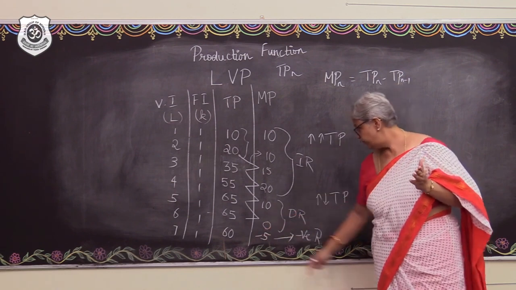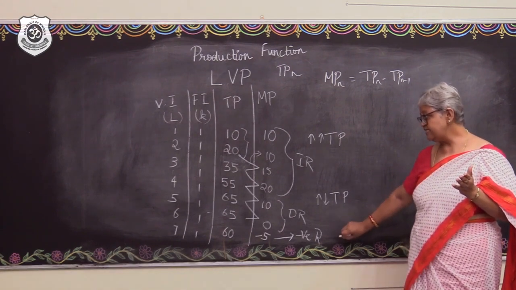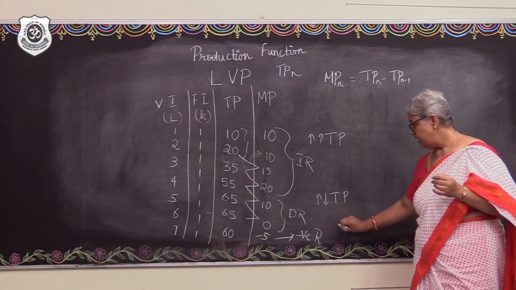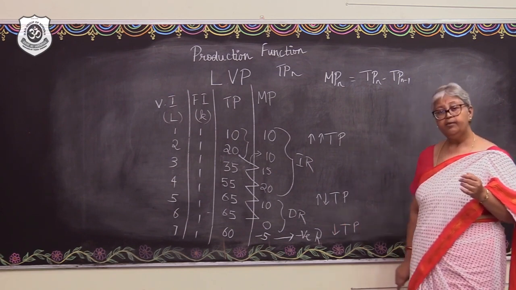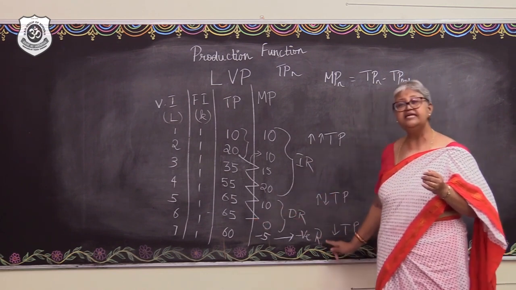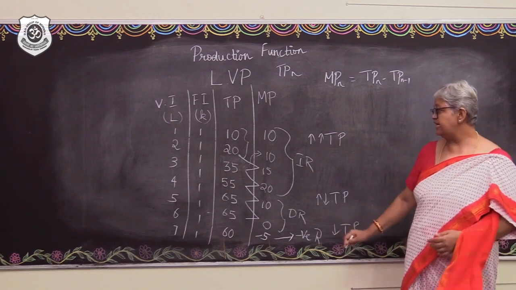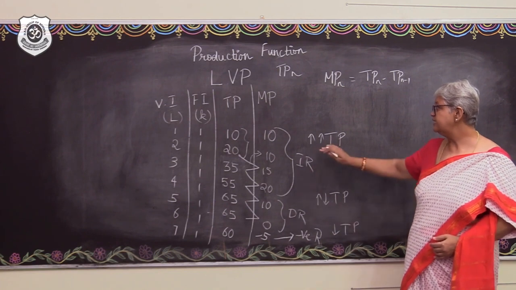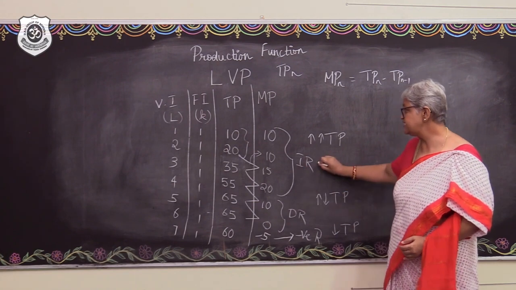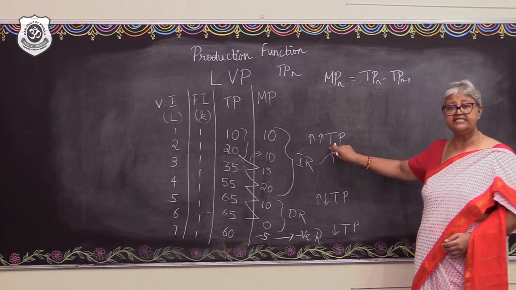Yeah, and then the last one, the last phase is where the total product starts falling. Before it falls, it attains maximum and then it starts falling. So very clearly we can see that there are three different phases. First is the increasing returns phase, where the TP is increasing at an increasing rate.